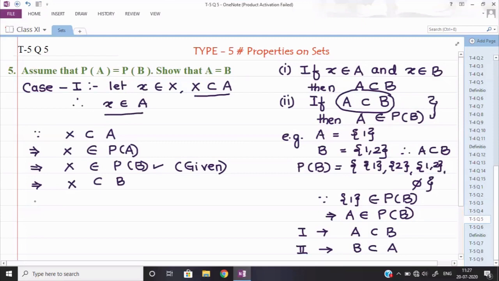So here, similarly, I can say if X is a subset of B, then small x means each and every element of X will be an element of B also. So from here, what have we achieved? Observe, we have achieved that if x belongs to A, it implies that x will also belong to set B. Therefore, we can say that A will be a subset of B. This is our relation number 1.